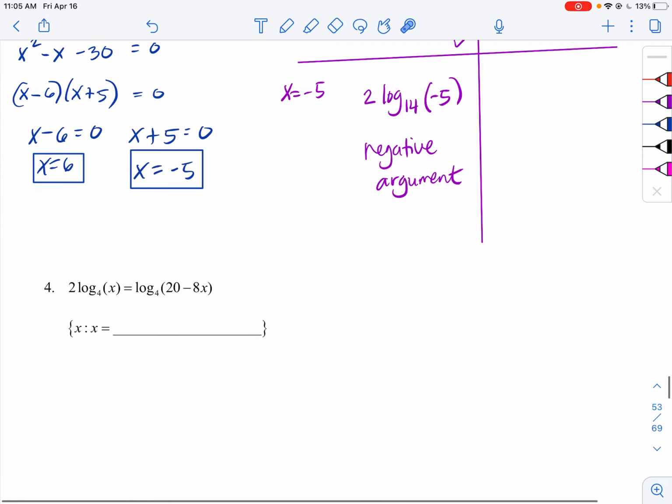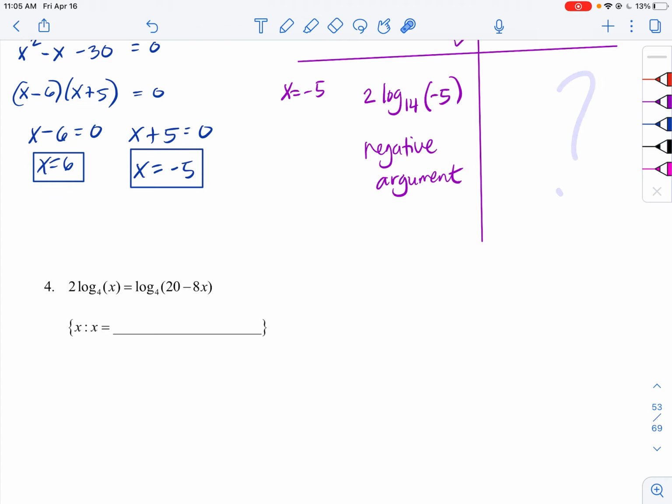Okay, that's it. And miss, you don't have to do that? No, I don't have to do that because I already know I have a negative argument on the left. That means even if I don't have a negative argument on the right, it will not matter.